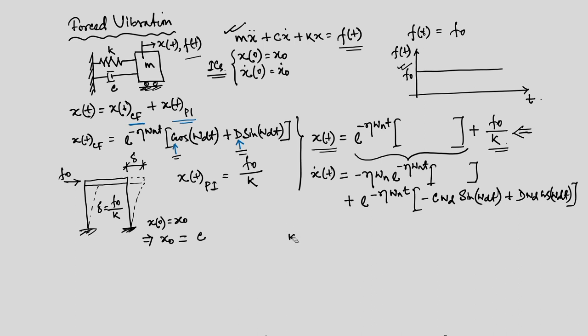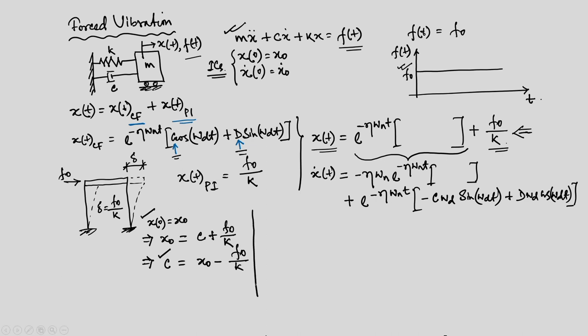So, let me write it once more. So, what we have here? C plus f naught by k. That means what we get? We get C is equal to x naught minus f naught by k. So, that is the first condition we apply, and we get first constant, that is C.